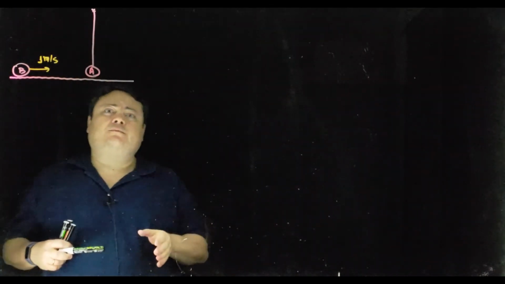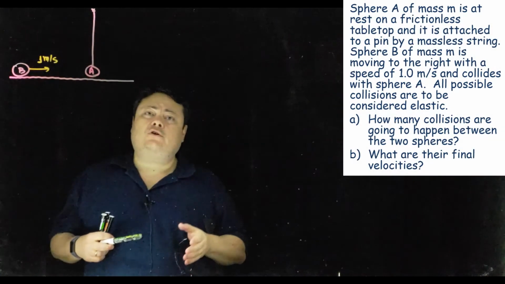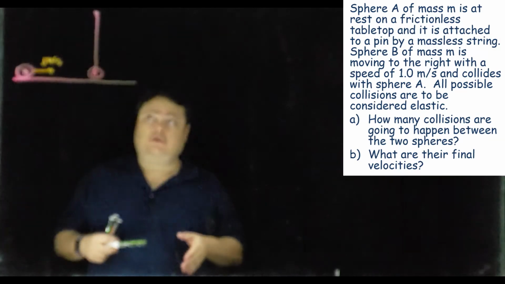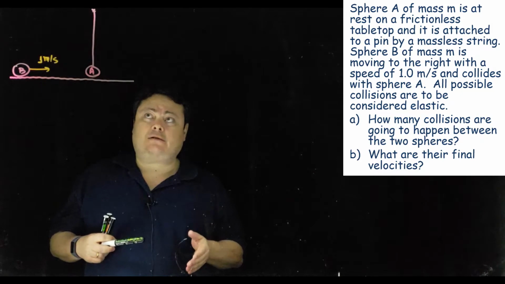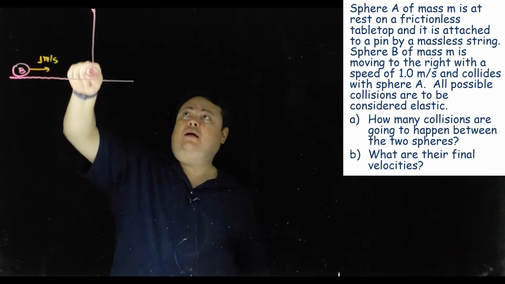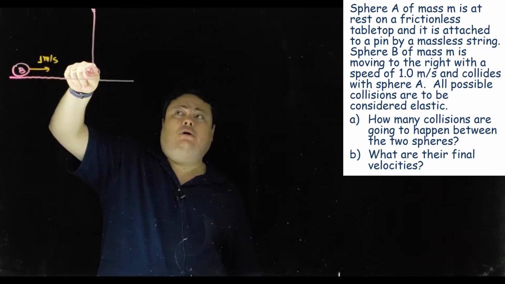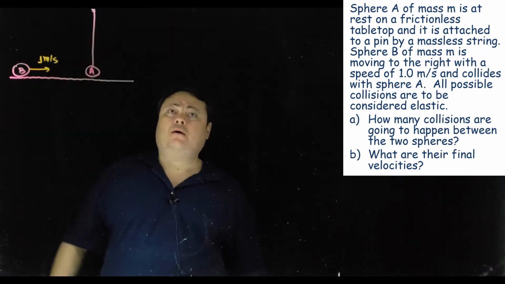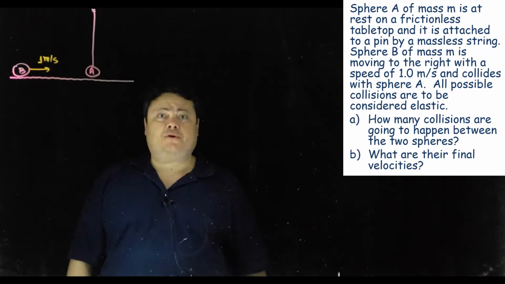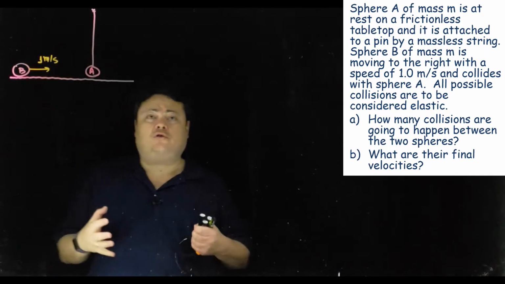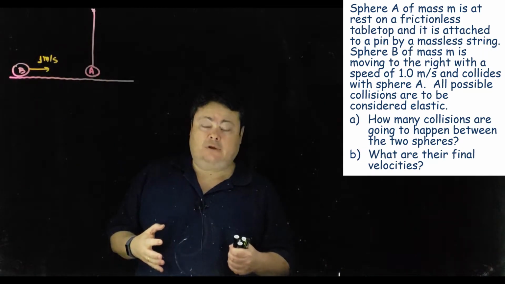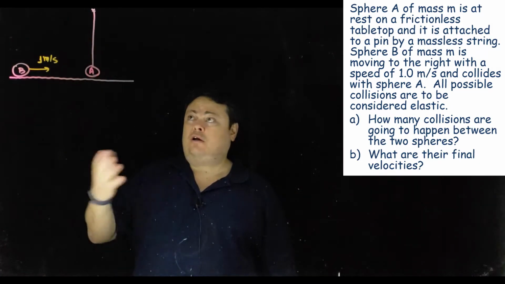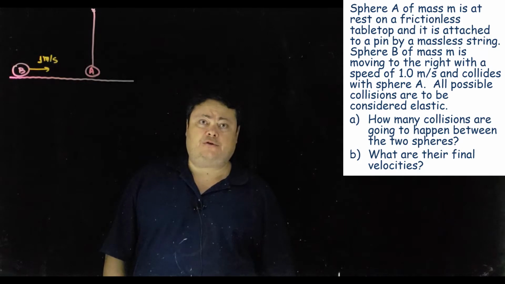The next problem will tell me that we have two spheres, A and B, both of the same mass m. A is at rest, but is mounted as a pendulum to a pin, and it can oscillate freely. B is incoming at 1 meter per second, and they will undergo a frontal elastic collision. The question asks me how many collisions would happen total, and what are the final velocities of the two spheres.